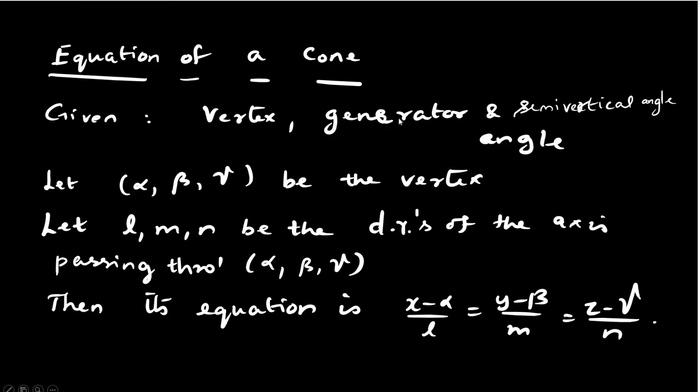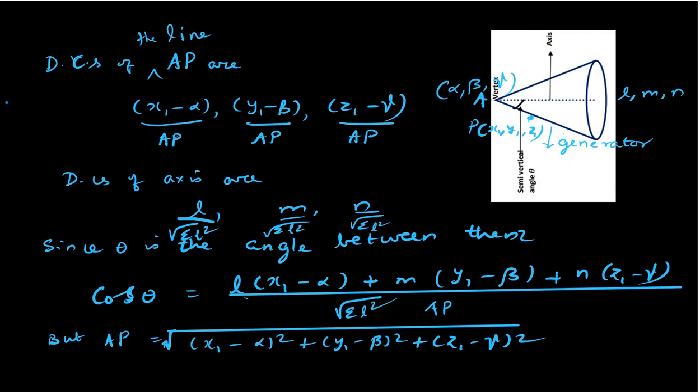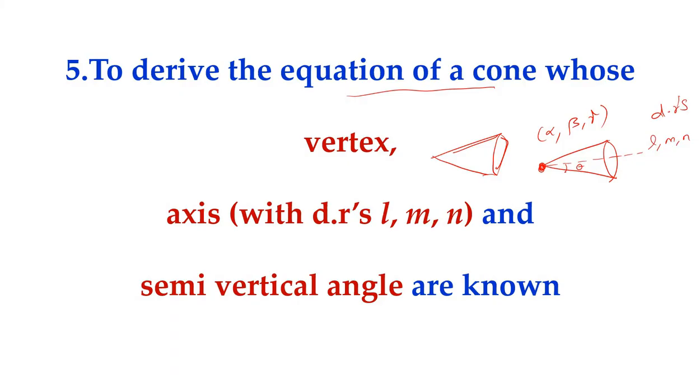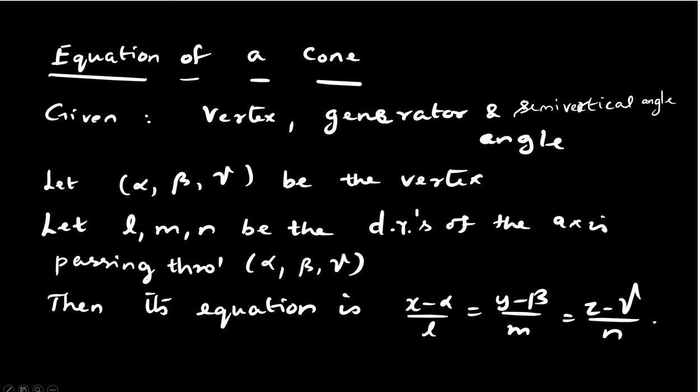So vertex is given, the generator you have not, it is the axis direction ratios only that are given, not actually the generator. This is the axis.